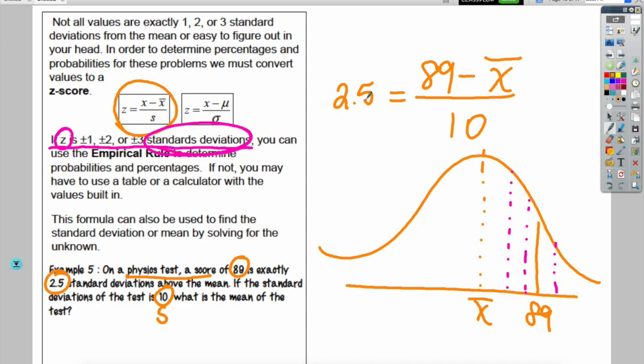When it's not on a standard deviation, and 89 is not on a standard deviation. It's not on 2, it's not on 3, it's not on 1, it's on 2.5. So we're going to use this formula to help us figure out exactly what our mean is, so that 89 will be exactly 2.5 above our mean. This turns into an algebraic problem.